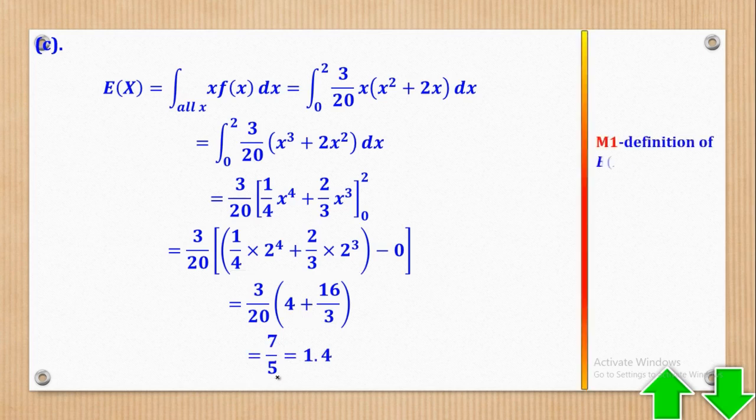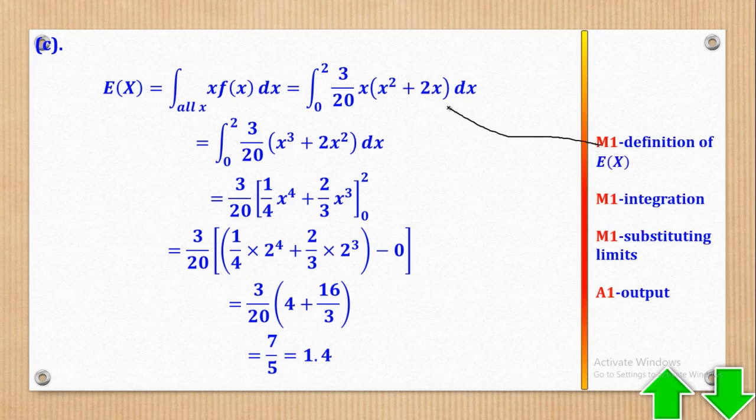So basically that's what they wanted in part C. Now let's see how marks can be awarded. M1 for the definition of expectation, M1 for integration, M1 for substituting limits, A1 for the final answer.